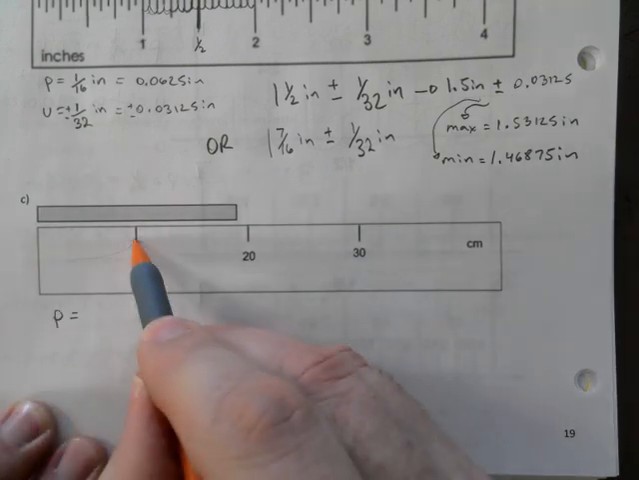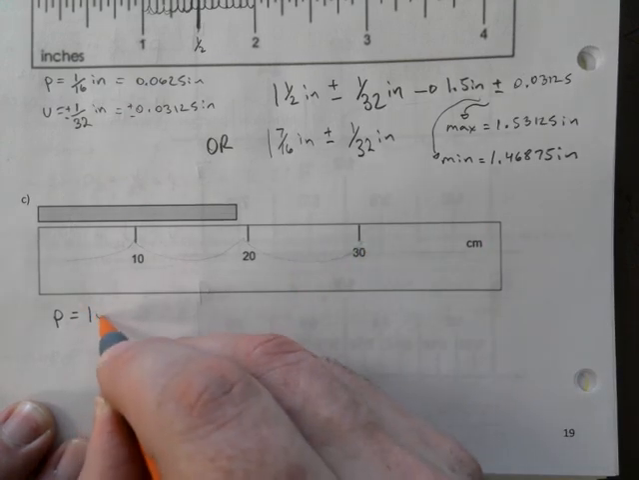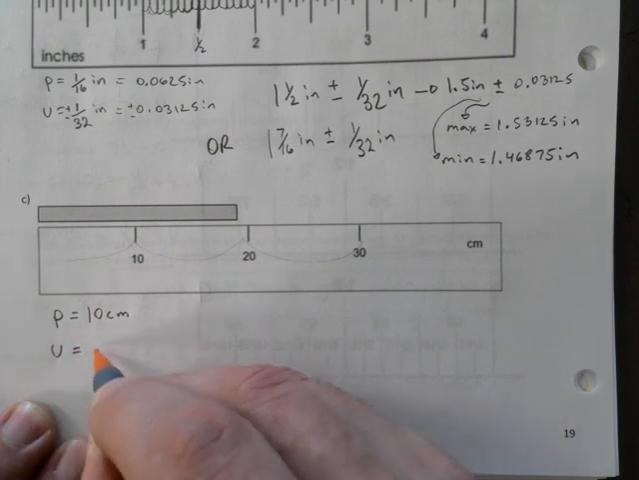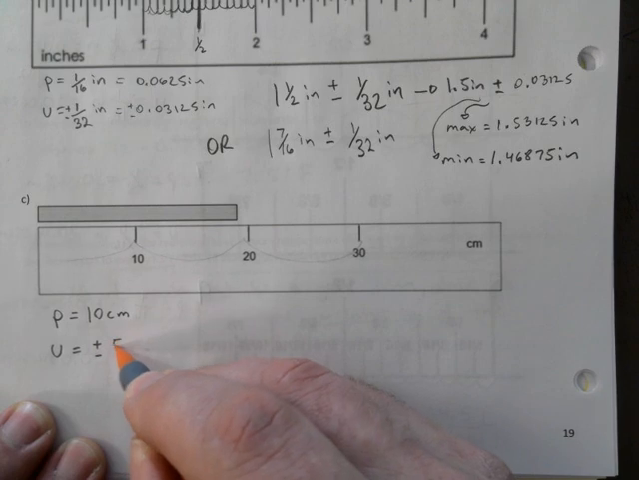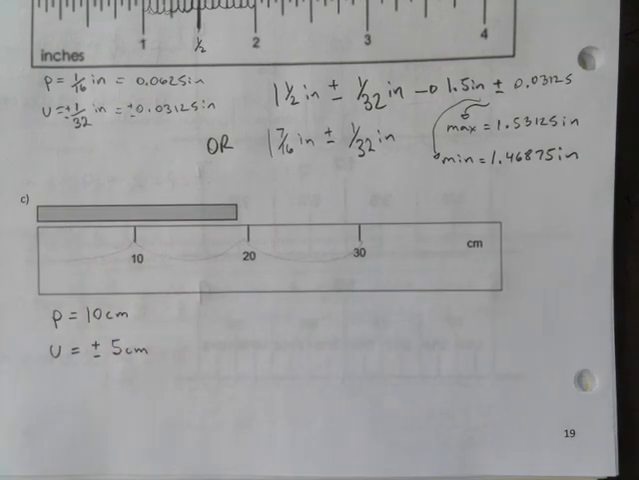So you can tell that this is going up by 10 centimeters at a time. So the precision is 10 centimeters. Your uncertainty is therefore plus or minus half of 10, right? There we go. You got that out of the way.